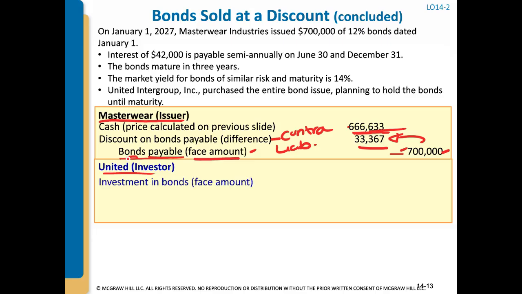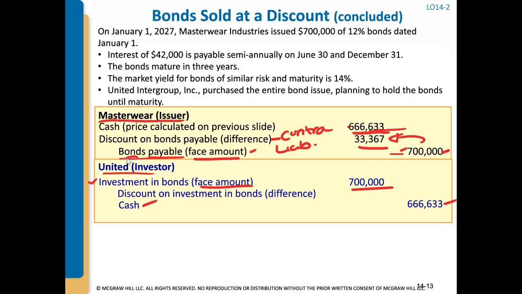United is the investor, the bondholder. They're going to debit investment in bonds, which is going to be for the face amount. This is the amount that they're going to get back at the end of the 3 years. They gave out cash for the $666,000, and they have a contra investment account called discount on investment in bonds. Right? And so when they present their investment on the balance sheet, they're going to net these two accounts to show the investment being $666,000.